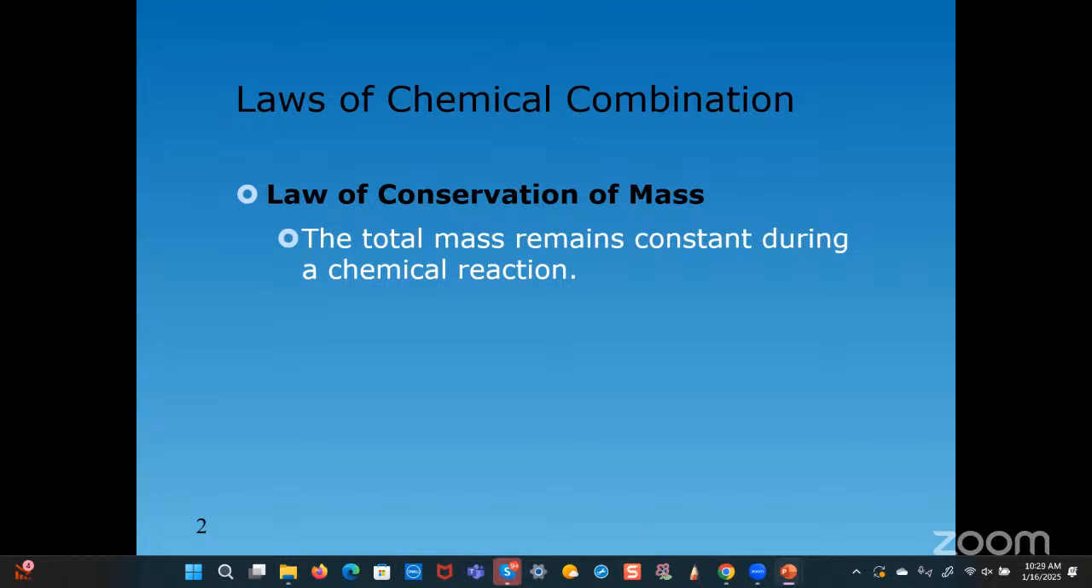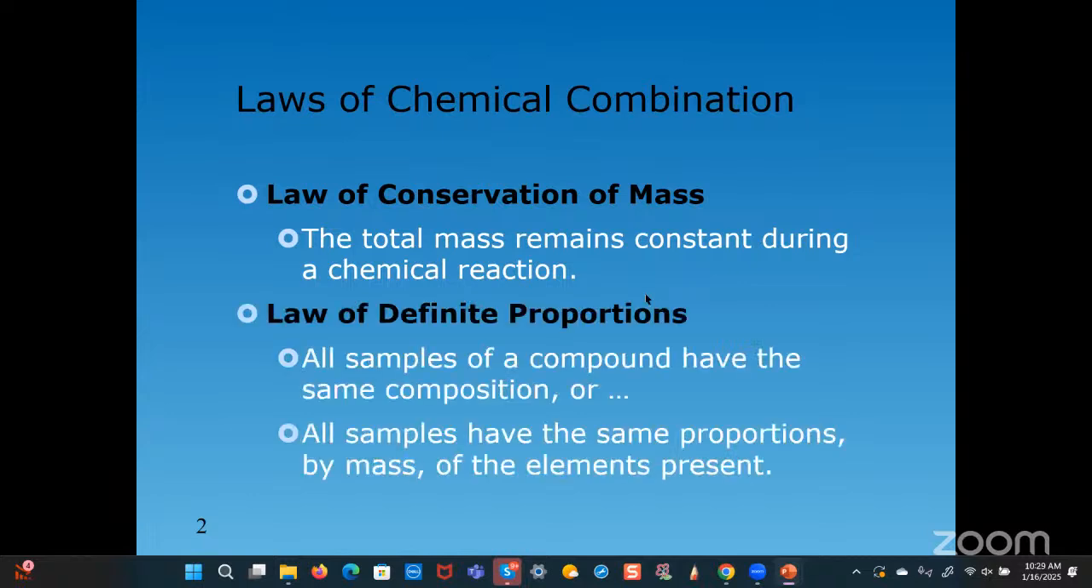Another way of stating this is that matter is neither created nor destroyed in a chemical process. In other words, the mass of the products you end up with would be equal to the total mass of the reactants that you started off with. Then there's another law known as the law of definite proportions. There are a couple of ways of stating this, but basically all samples of a particular compound have the same composition.